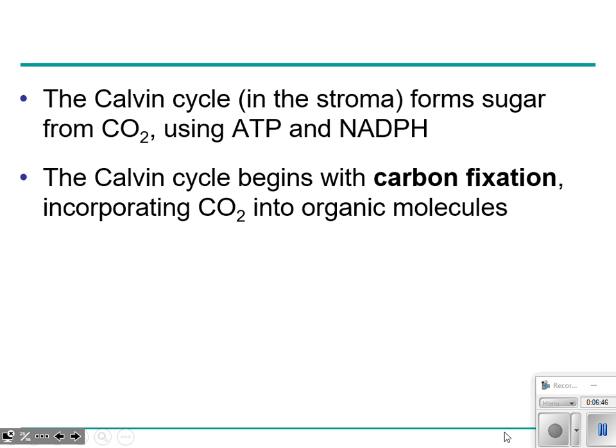The Calvin cycle begins with carbon fixation, incorporating carbon dioxide into organic molecules. So we're starting out with carbon fixation, taking the CO2 and making that into organic molecules.